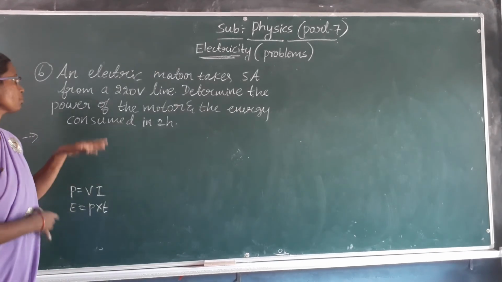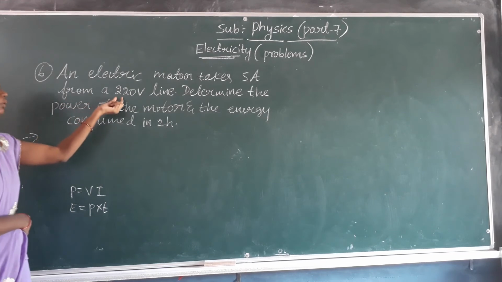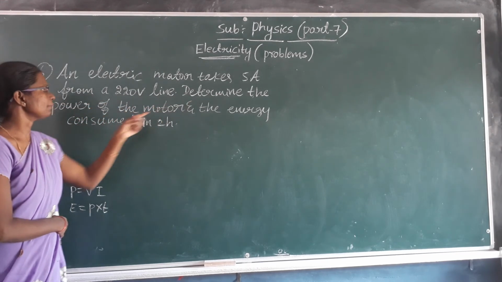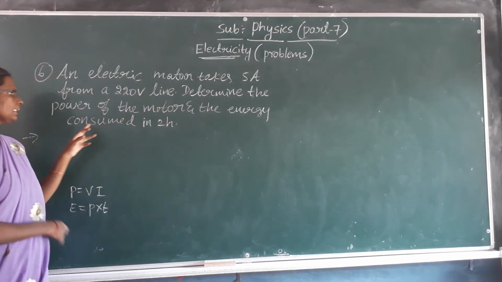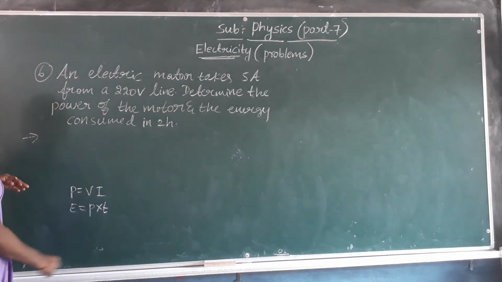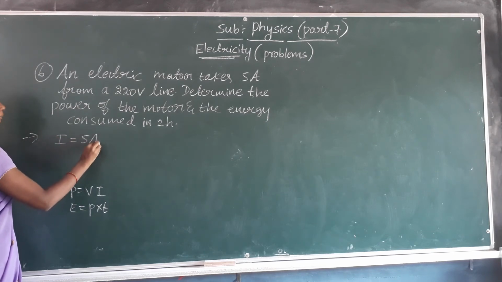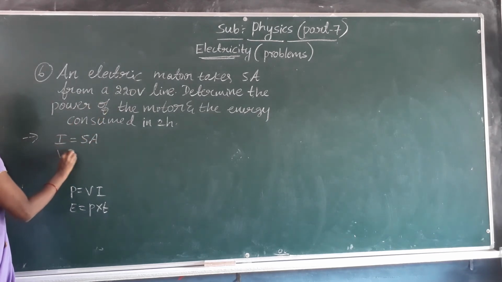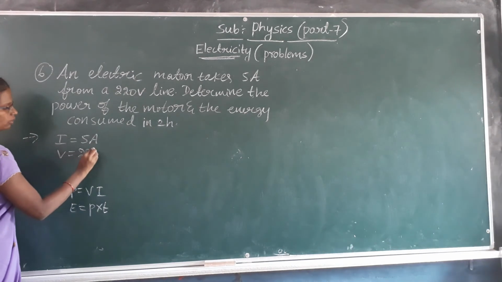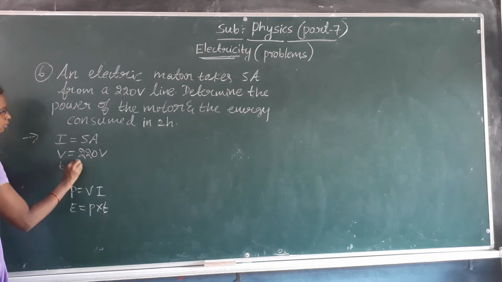Okay, let's see the next problem. An electric motor takes 5 ampere from a 220 volt line. Determine the power of the motor and the energy consumed in 2 hours. So write down the given data. Current is given, I is equal to 5 ampere. Voltage is given, V is equal to 220 volt. Then time is given, T is equal to 2 hours.